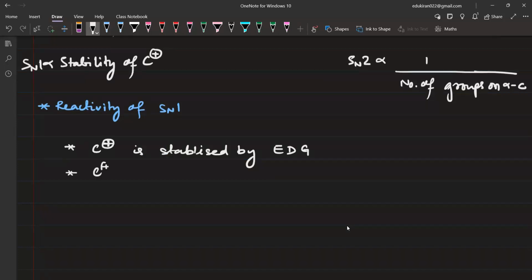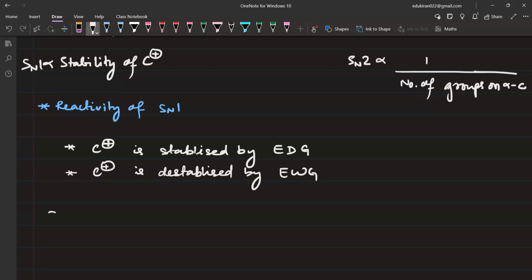And carbocation is destabilized by electron withdrawing groups. If I'm going to withdraw more electrons, if I'm going to pull out more electrons from the carbon atom, from this carbocation, then there will be an increase in the positive charge, and that's why it will become more unstable.